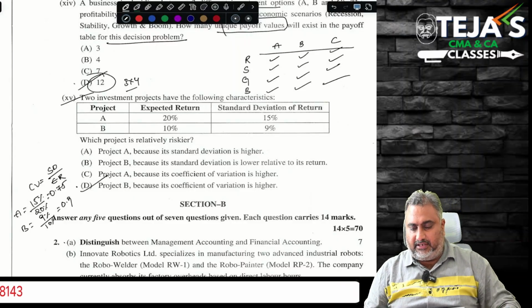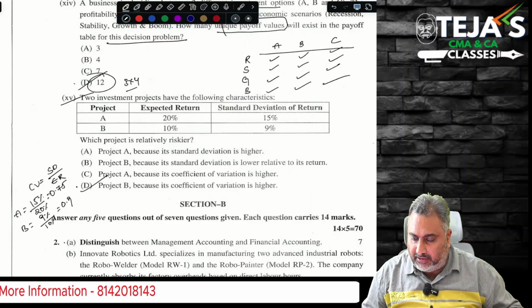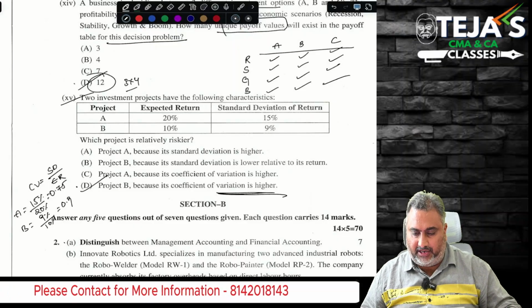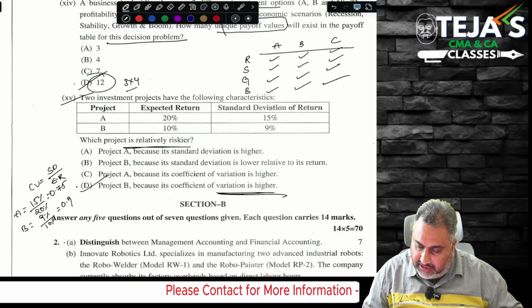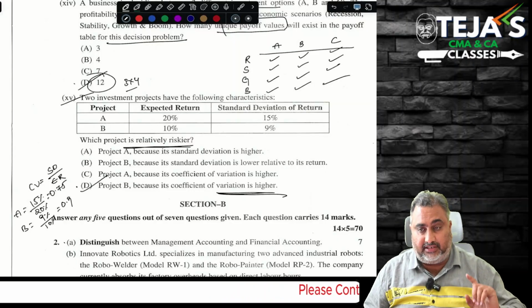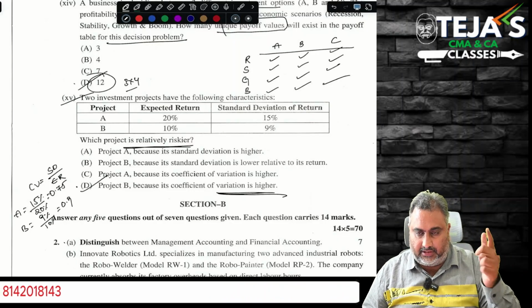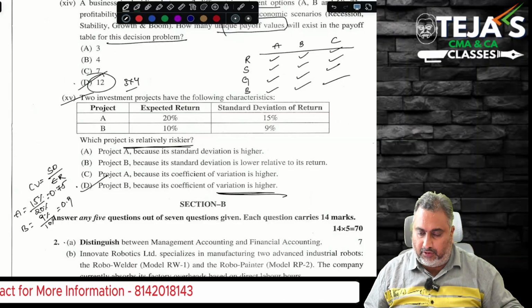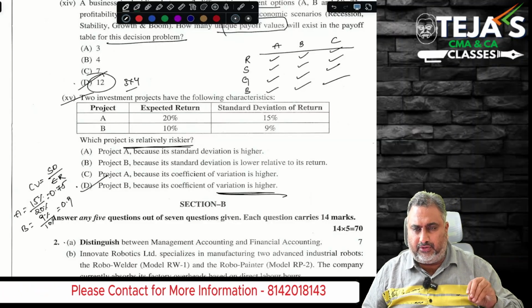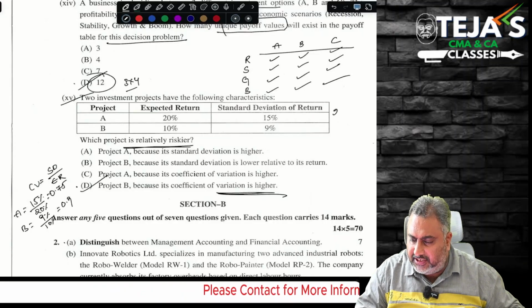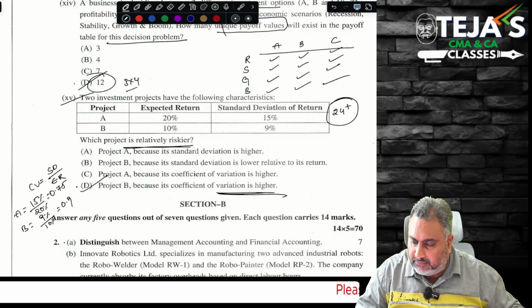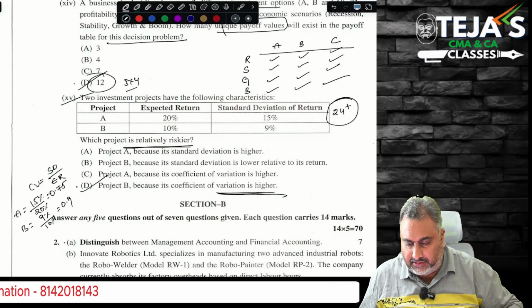Then what is your answer? Project B, because coefficient of variation is higher. Got it? They are asking which is the riskier project. They are not asking which project to choose. Please read the question carefully. This is about MCQs. I feel MCQs are good. You can easily get 24 plus marks very comfortably from MCQs.